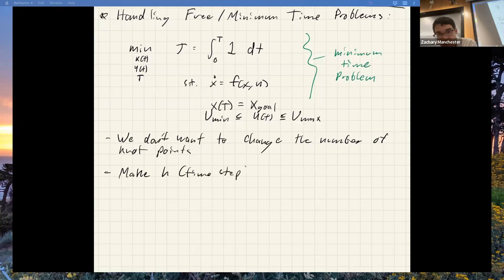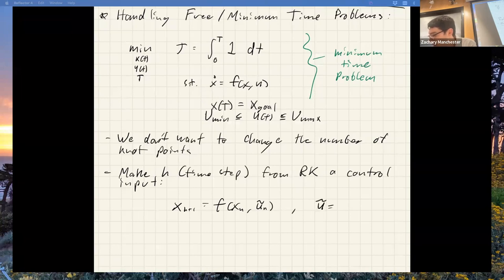the time step inside our integrator from our RK. Effectively what you're going to do is make that h, that time step, a control input. You're going to basically tack it on to your u. In the following way. So I've got x_{k+1} equals f of x_k, and then I'm going to call this u tilde sub k. And this u tilde is going to be the original u, the actual physical u, plus this time step.